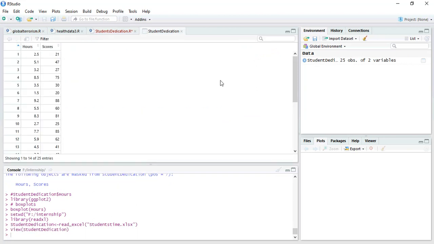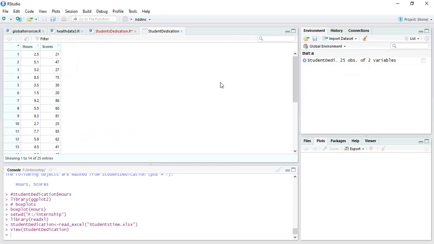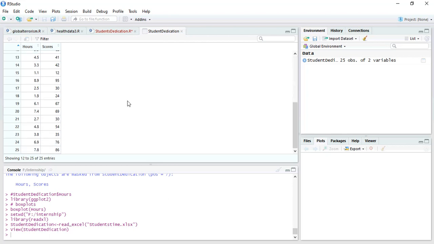Now, if you see, it is very simple and basic. It has 25 rows and 2 columns. The first column is hours, the second column is score. If a student studies for 2.5 hours, he scored 21. Somebody studied for 5.1, he scored 47. Somebody studied for 3.2, he scored 27. Somebody studied for 8.5, he scored 75, and so on.